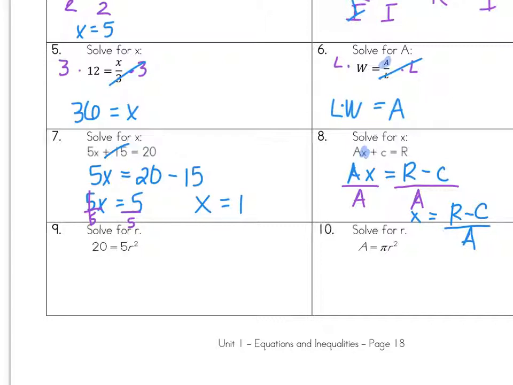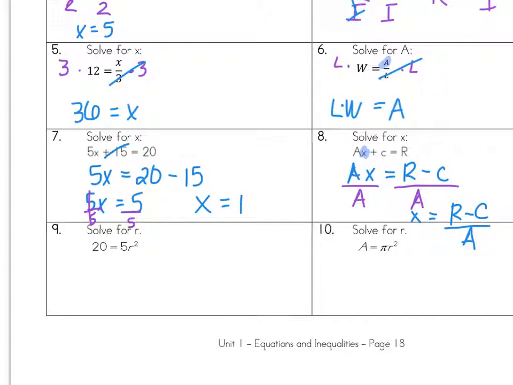Okay. Nice work. We're almost done with these questions. So let's move on to number 9. Number 9, we need to solve for r. This one looks a little trickier because there's the squared in there. Some of you might be thinking back and racking your brains. Where have I seen this squared before?